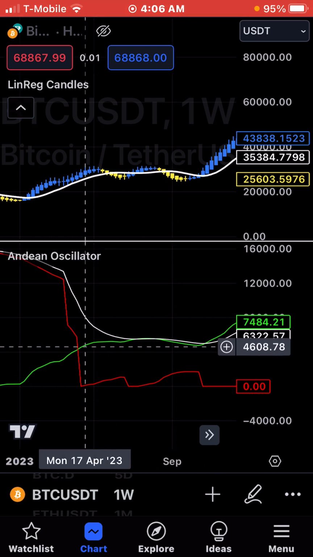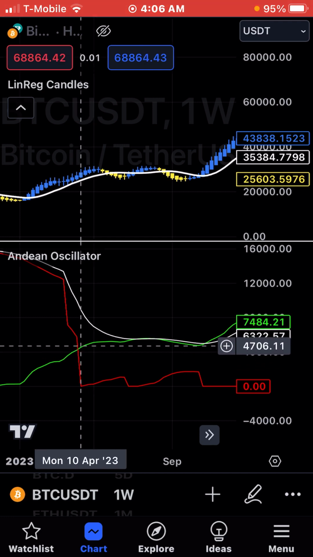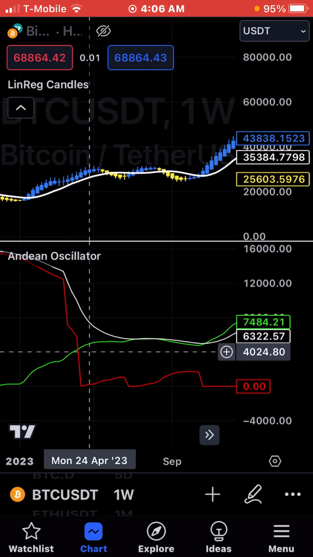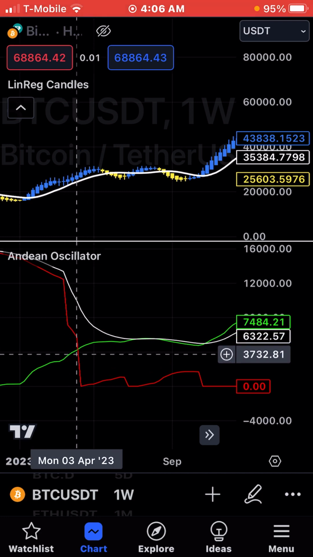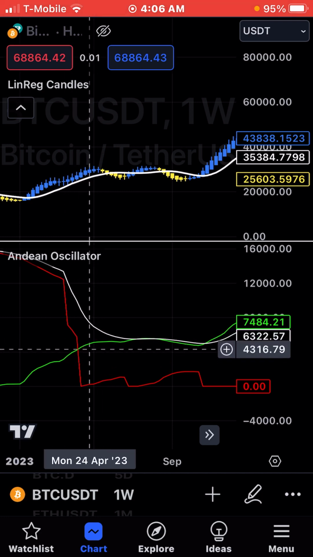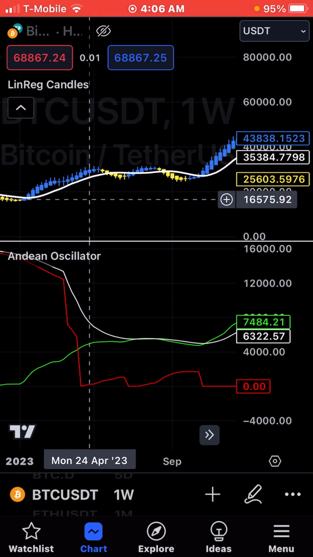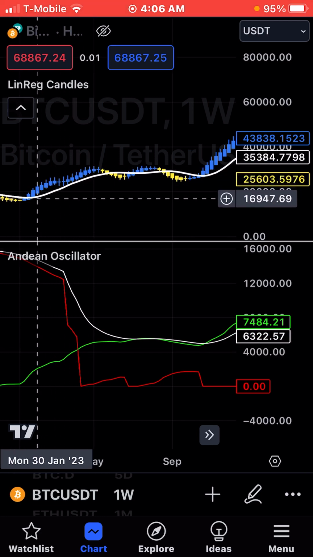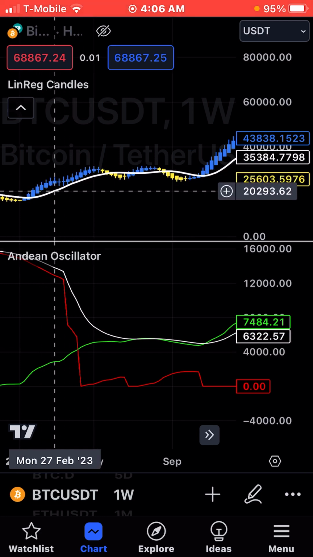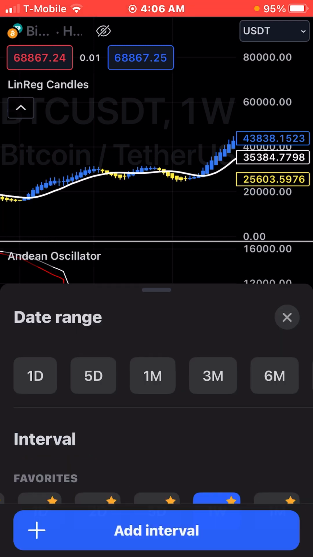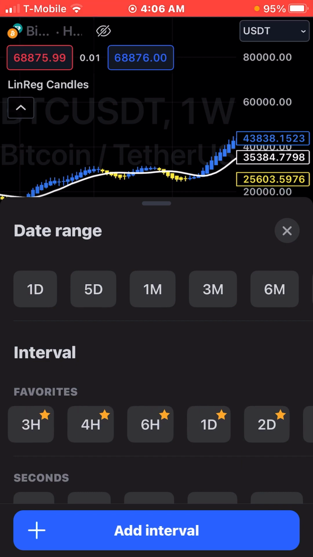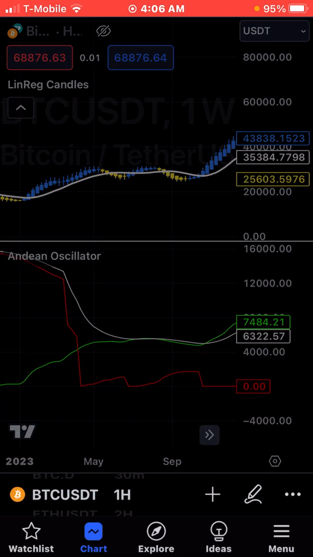In this scenario, we find a moment when it crosses, and we find out which one's getting closer to the white line, and that's what we focus on. At that point, we also look at the linear lines and see if the candles are above or below it. That will confirm it. I'm on the weekly here, but that will confirm it.